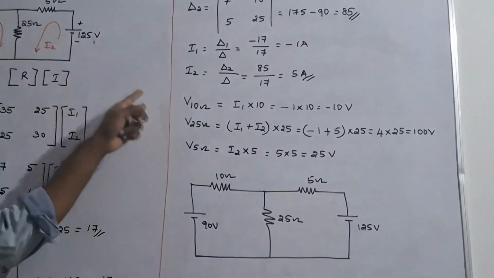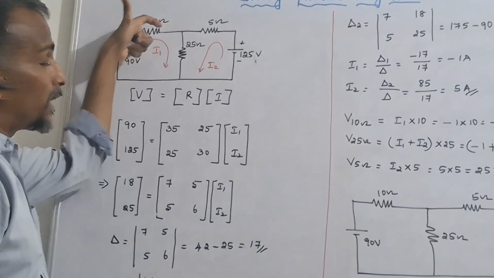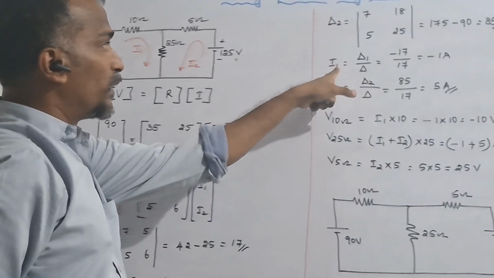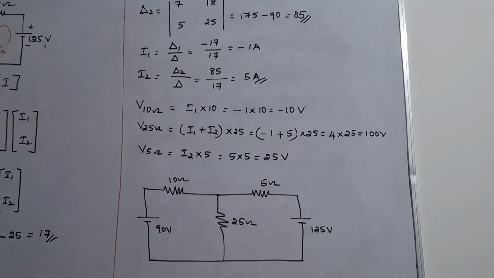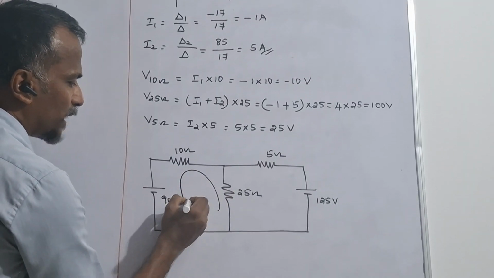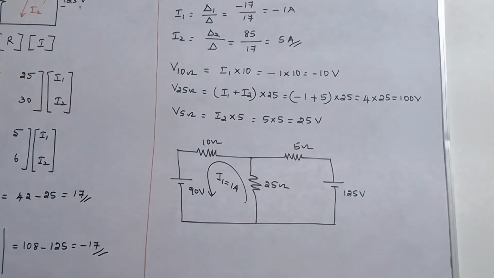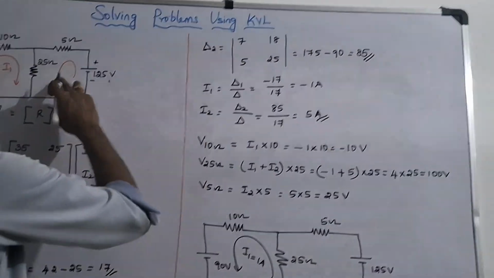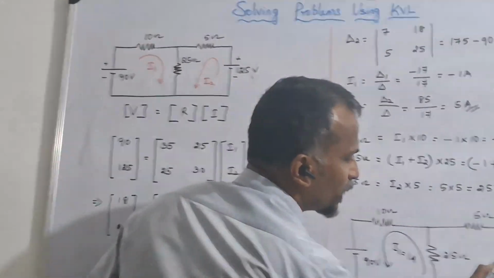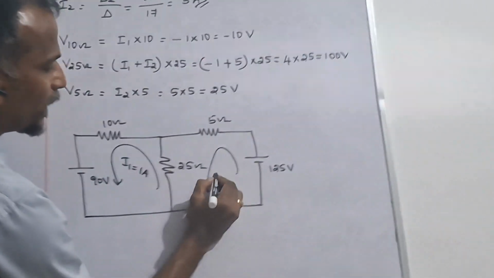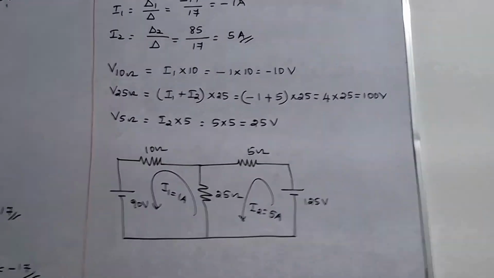Okay. Now we know I1 current was assumed to be in the clockwise direction. But what we get is I1 equal to minus 1 amps. That means the I1 direction is different. That is, this is the I1, I1 is equal to 1 amps. Then I2 is in the same direction, and I2 is equal to 5 amps.